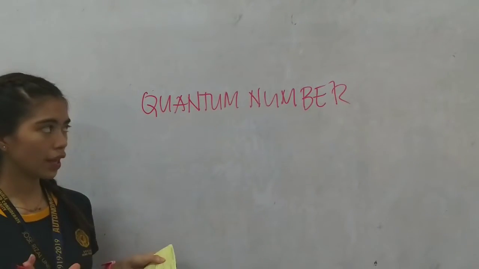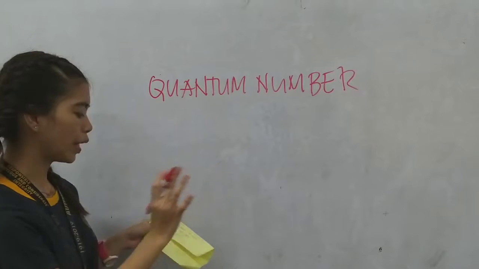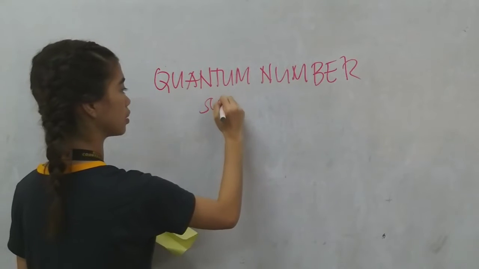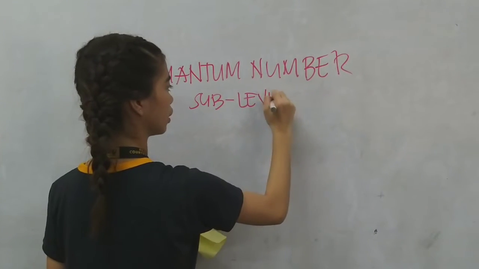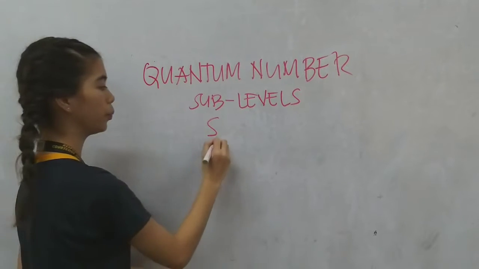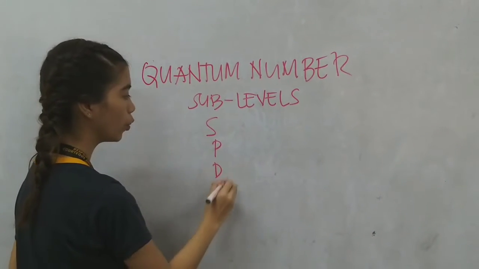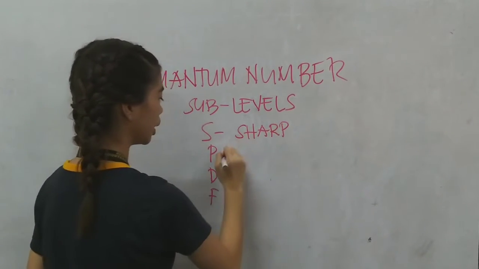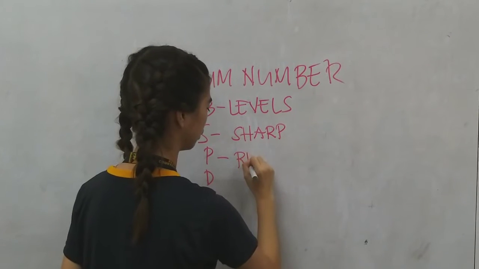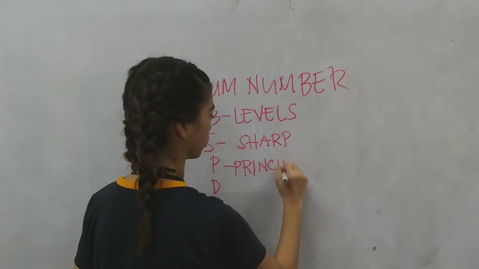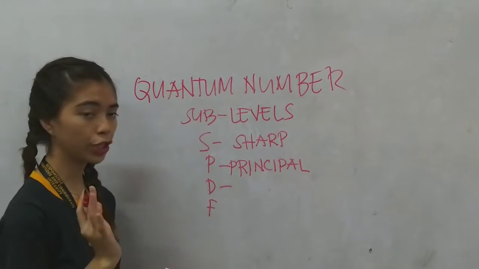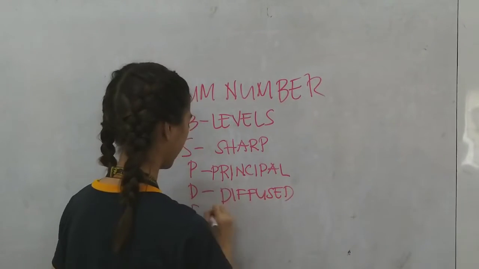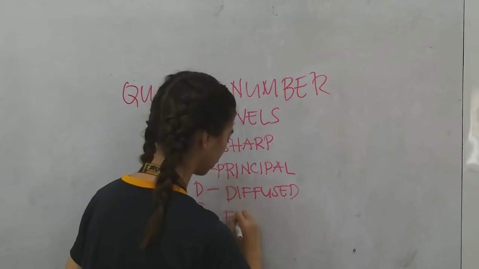The atomic orbital, as well as the properties of electrons in those orbitals, which are the sublevels S, P, D, and F, where S stands for sharp, P for principal, D for diffuse, and F for fundamental.